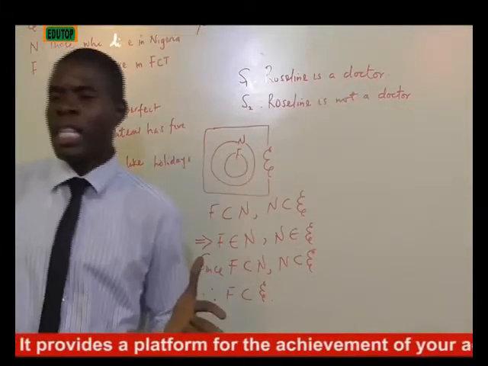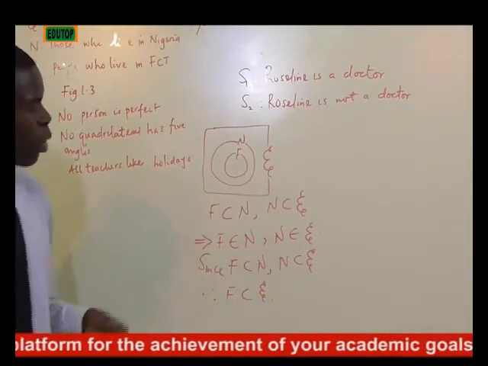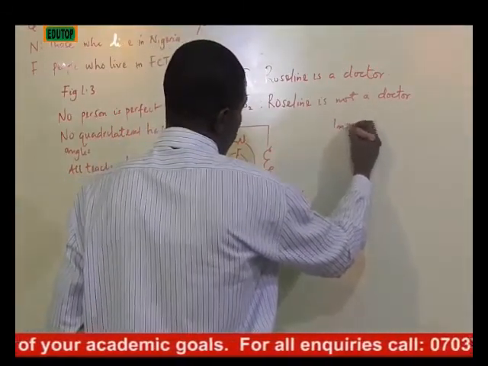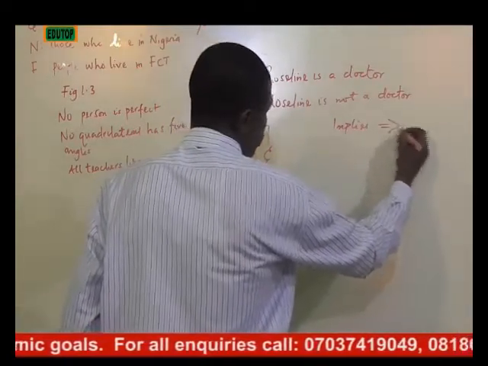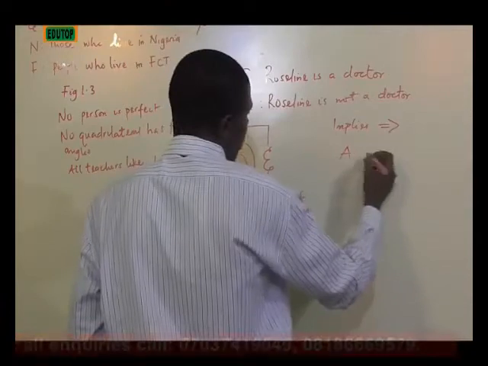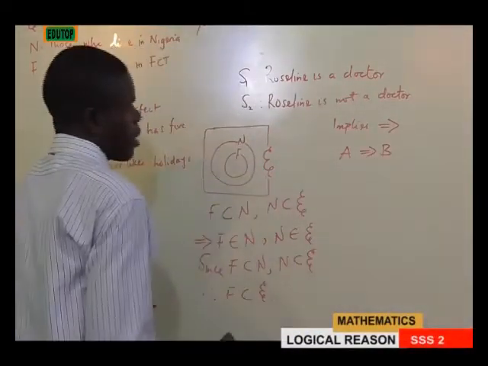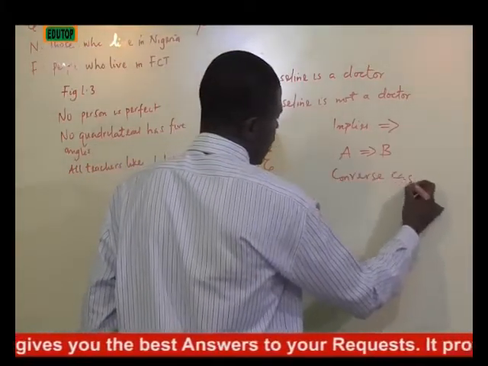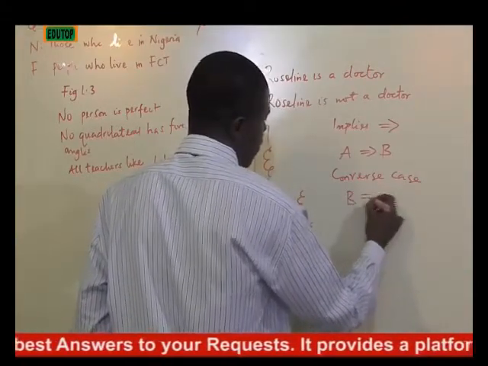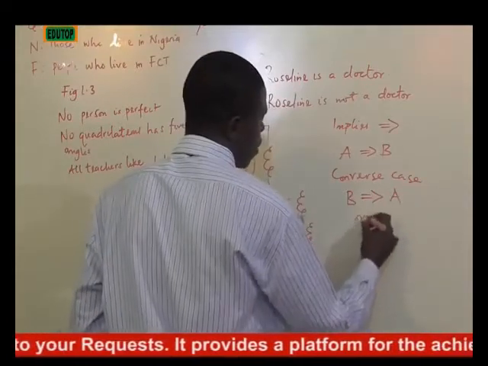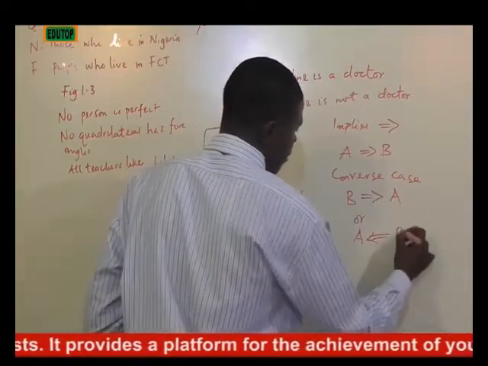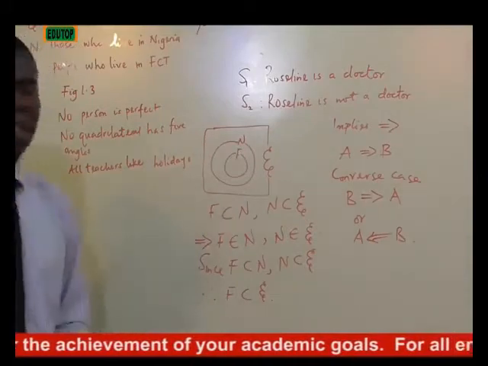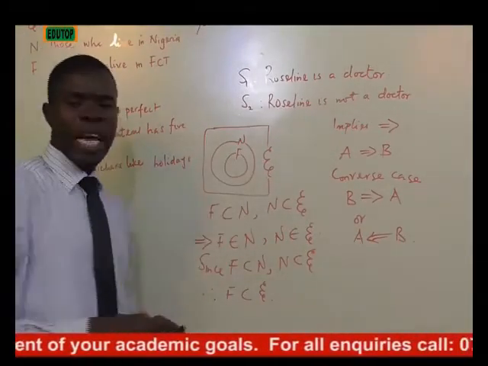If we talk about the converse case, then what we are trying to say is that, using an implies symbol, which is denoted by this, when A implies B, then the converse case will definitely be B implies A, or A going this way implies this. So B implies A. So that is what is known as the converse case.